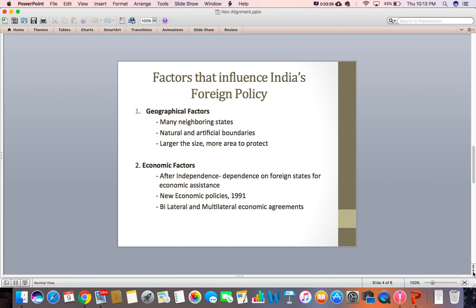Under such circumstances, India was dependent upon foreign states for assistance, and thus it was reflected in our foreign policy as well. Further, with the adoption of new economic policies in 1991, the Indian economy got strongly linked with the world economy, and India started entering into various bilateral and multilateral agreements with other countries. And also, it became a member of various regional economic associations. SAARC is an example of that.